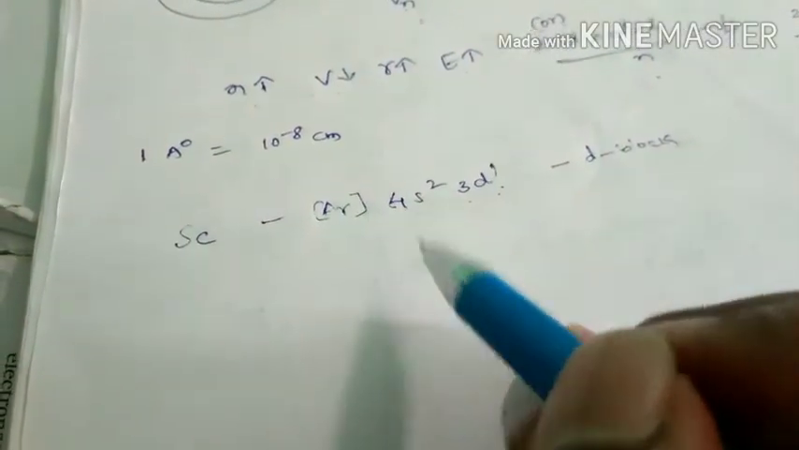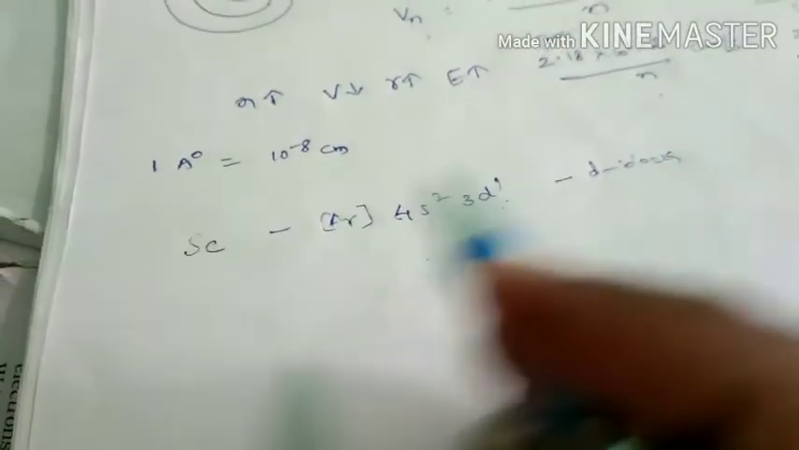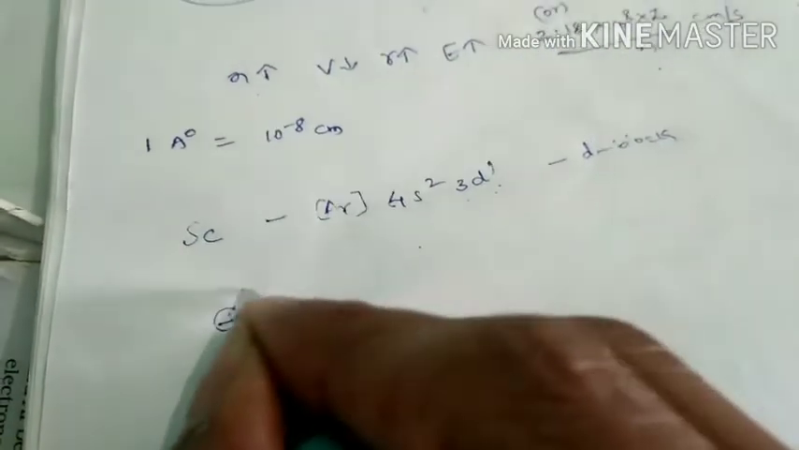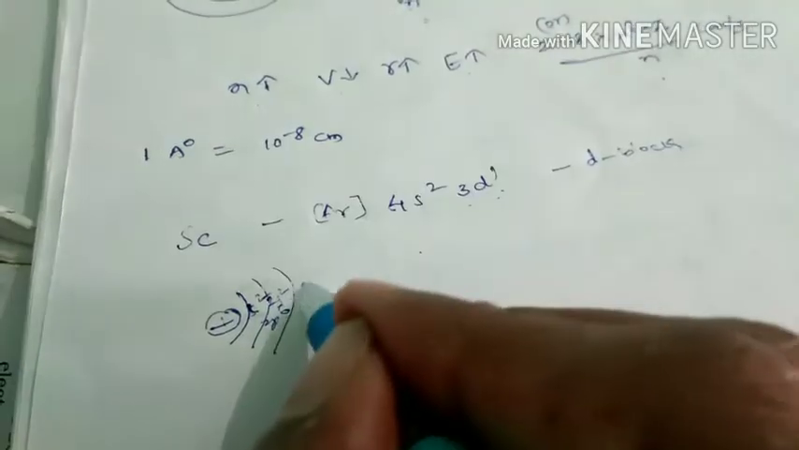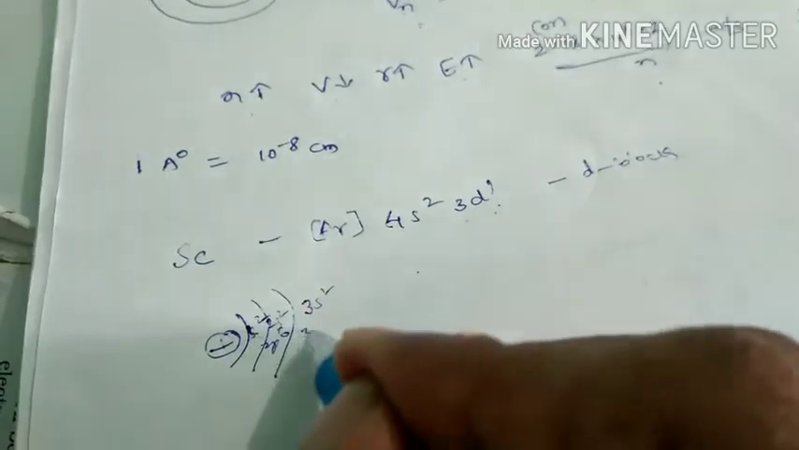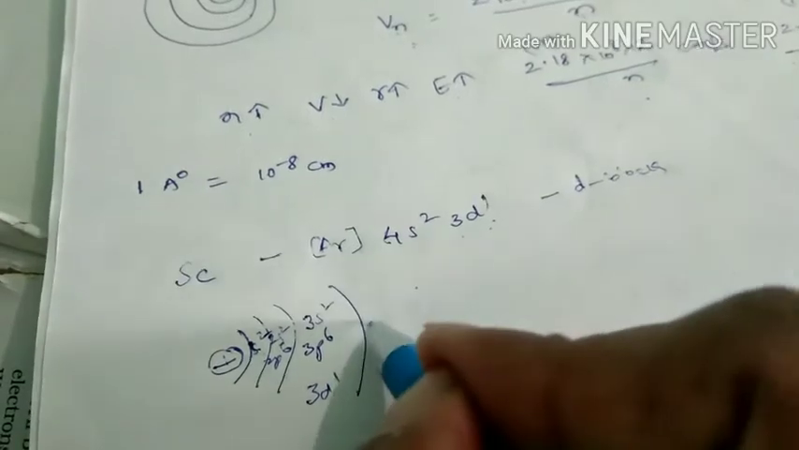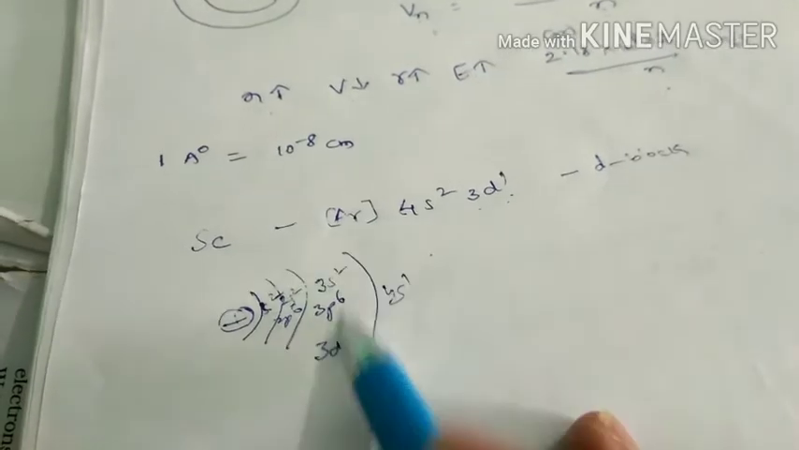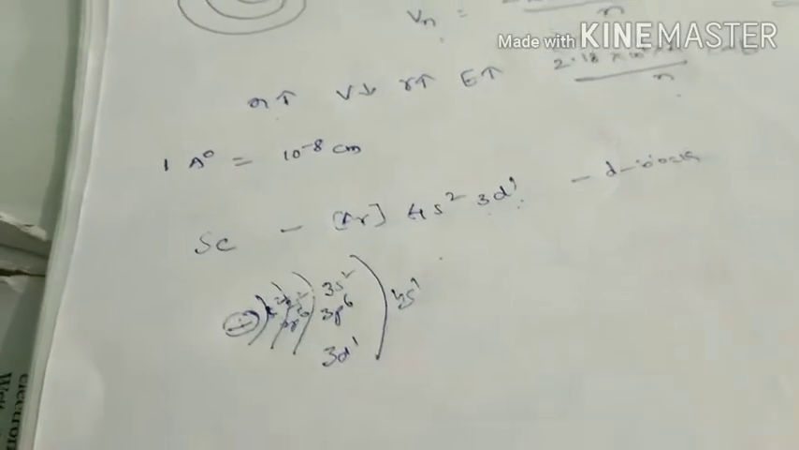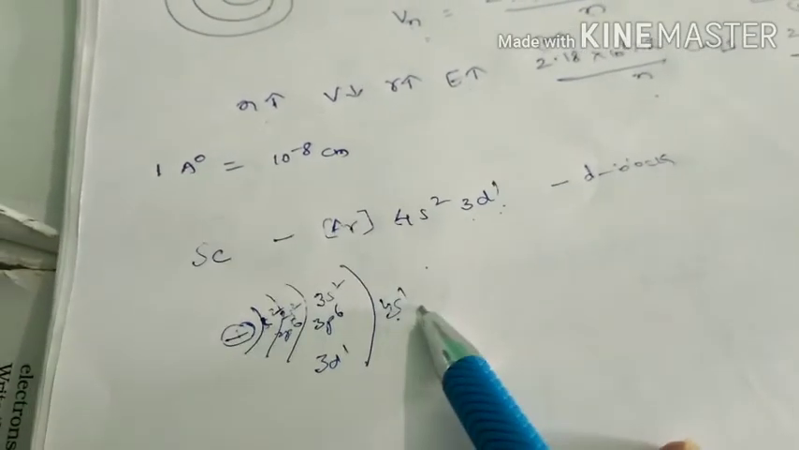And is it a transition element or not? This is also transitional. Why? What is the definition? See, this is the nucleus, first orbit, second orbit, third orbit. First orbit 1s2, second orbit 2s2 2p6, third orbit 3s2 3p6 3d1, and the fourth orbit 4s2. For scandium, this is the valence shell, that means the last shell, and this is the penultimate shell. So what is the definition? Valence shell and penultimate shell, both are incompletely filled.